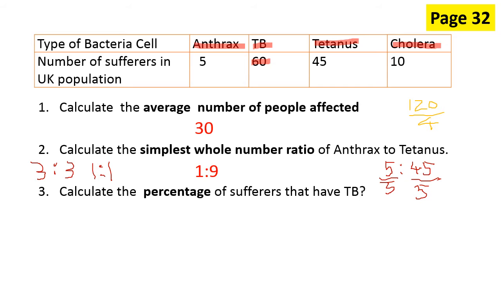So to calculate the percentage, we know that it would be 60 people, the number we're looking at. I'll use black to make it clearer. 60 is the number we're interested in, the number of sufferers of TB, divided by the total, and we know the total is 120. And to get a percentage, we multiply by 100, because it's always 100%. So 60 over 120 times 100 is 50%. Half the number of people that are suffering have TB.